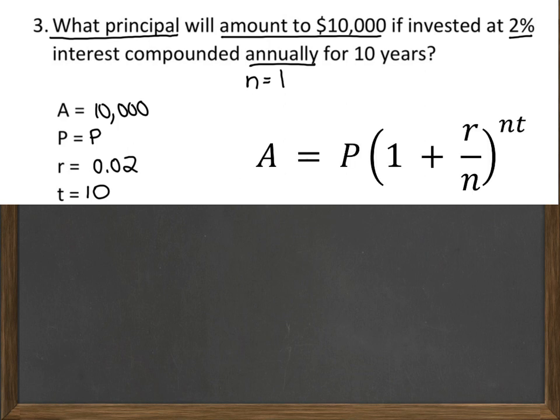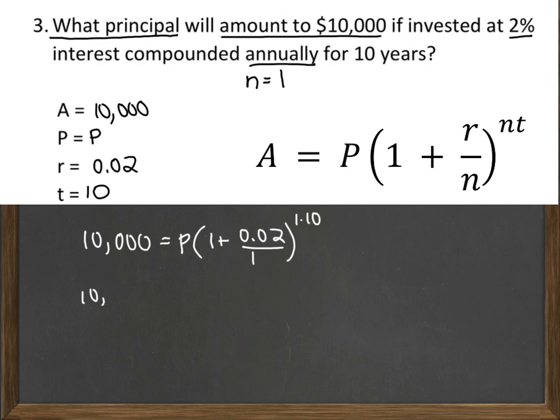So we need to use the following equation, A equals P times (1 plus r over n) to the nt power, to calculate the principal that would be needed. So let's see if we can fill this in. A is going to be 10,000. So we're going to have 10,000 equals P times (1 plus r, that's 0.02, over 1) raised to the n, 1, t, 10. So 1 times 10, or 10. Okay, so let's keep going. We have 10,000 is equal to P times 1.02 to the 10th power.